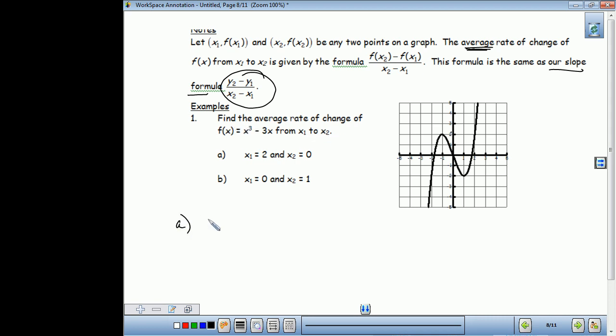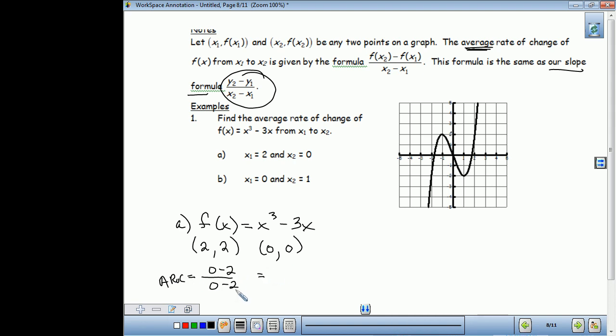So, let's look at A. Our function is f of x equals x cubed minus 3x. And we've got these 2 points, 2 and 0. So if we plug 2 into this function, what's 2 cubed? 8. 8 minus 2 times 3, so 8 minus 6 is 2. And if we plug in 0, 0 minus 0 is 0. And we found the average rate of change, so we would do 0 minus 2 over 0 minus 2. So we get our AROC is negative 2 divided by negative 2, which is positive 1.